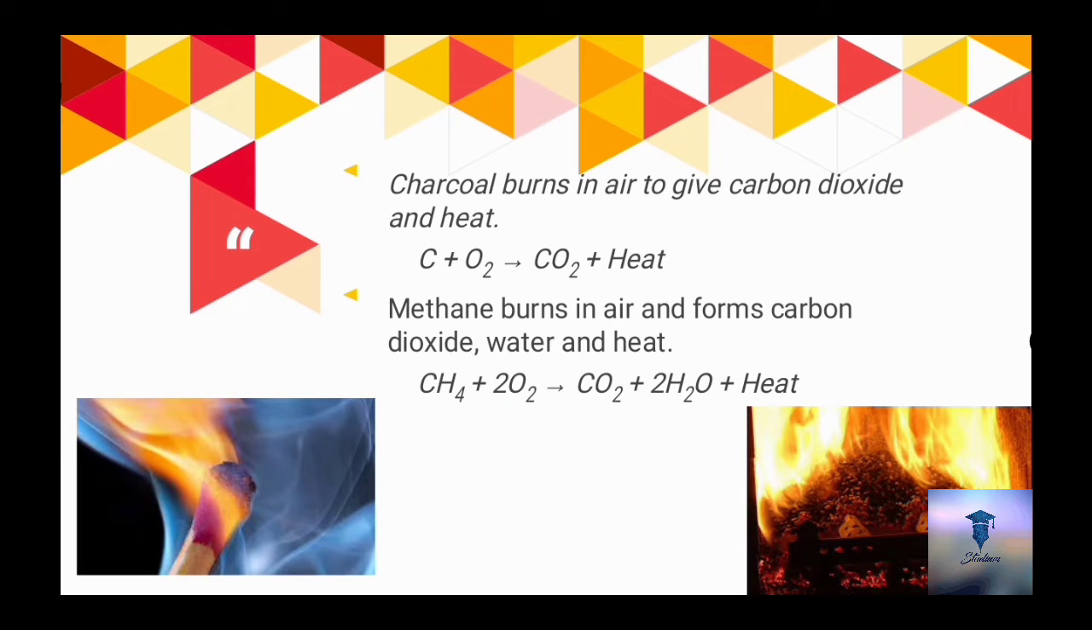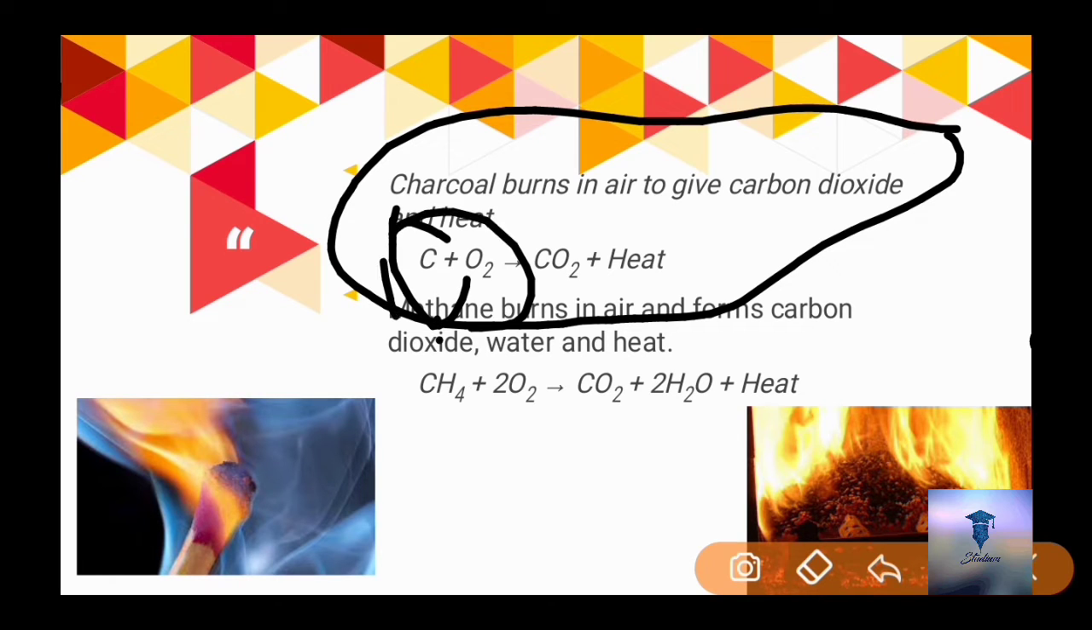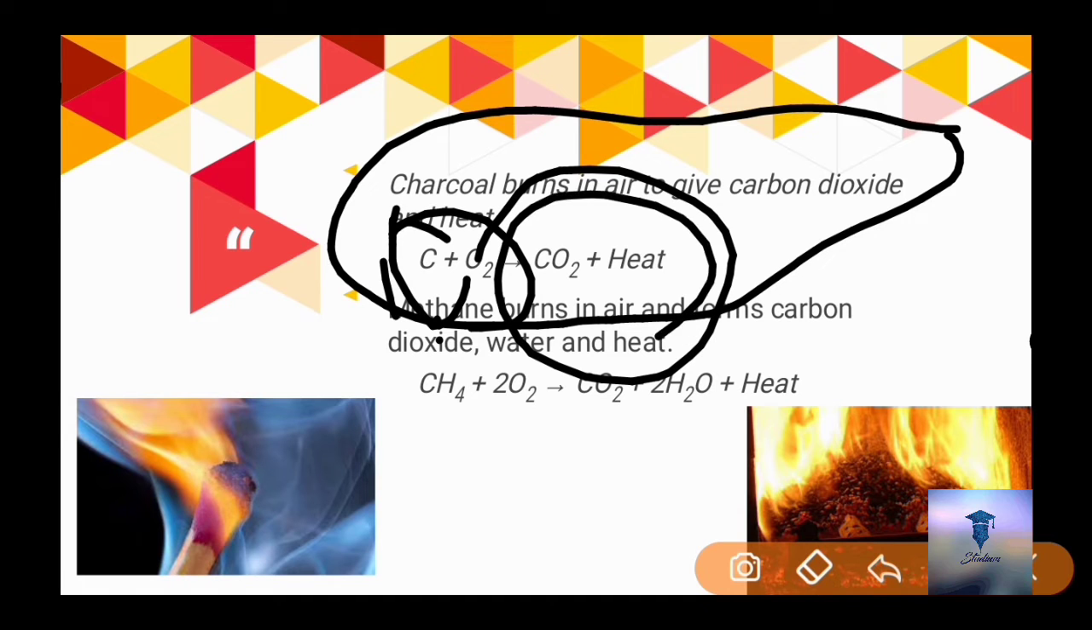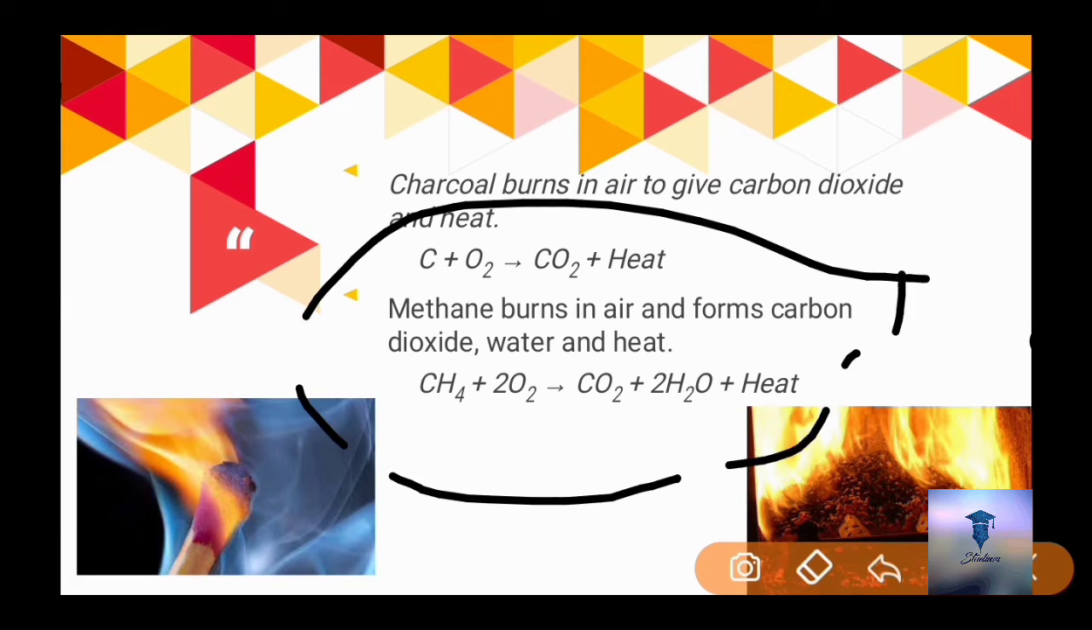Few more examples. When charcoal burns in air, it gives carbon dioxide and heat. So charcoal is a compound of carbon. So when we burn carbon in the presence of oxygen, what we get as a product is carbon dioxide and heat. Now, when methane burns in air, it forms carbon dioxide, water and heat. So when we burn methane in the presence of oxygen, what we get as a product is carbon dioxide, water and heat.